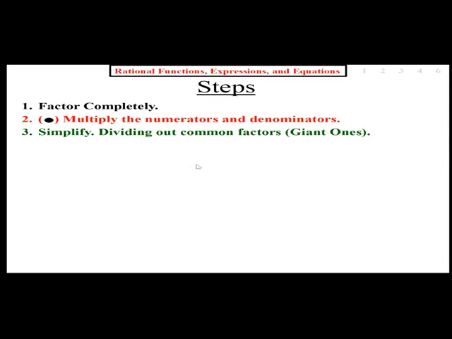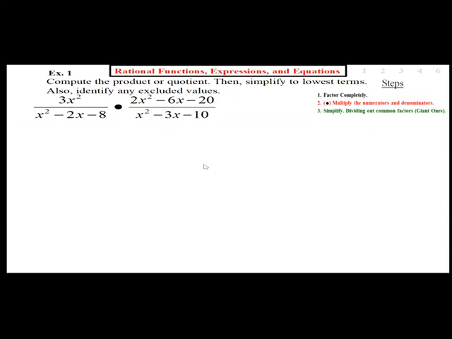All right. I'm going to leave those on the top right of the screen. So if you haven't finished, they're on the top right. But it says example 1, copy this. It says compute the product or quotient, then simplify to lowest terms. And at the end, also identify any excluded values. Make sure you write the instructions, please, at least for this one. The rest of the examples that I give you, you don't have to write the instructions as long as you copy for this one.